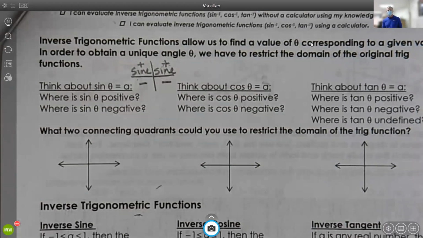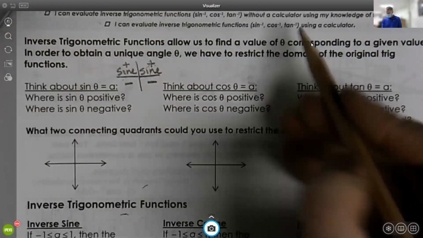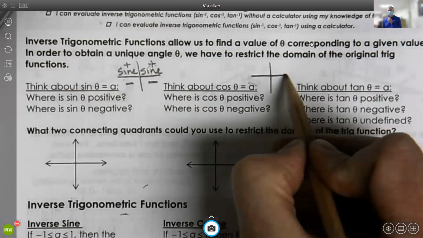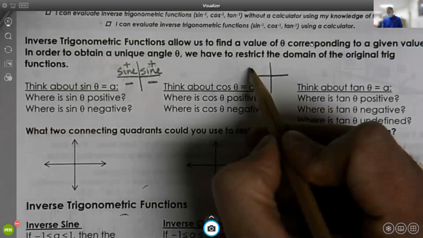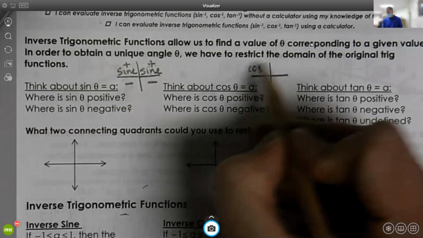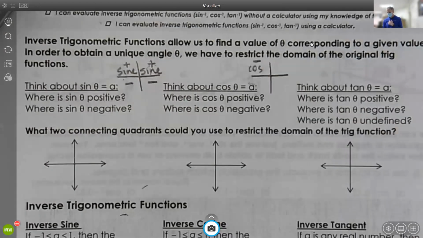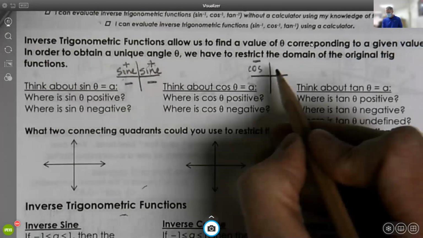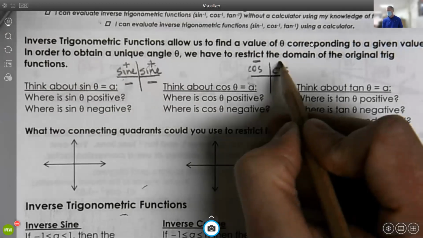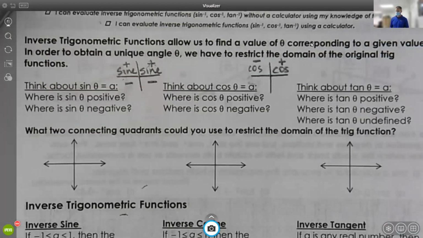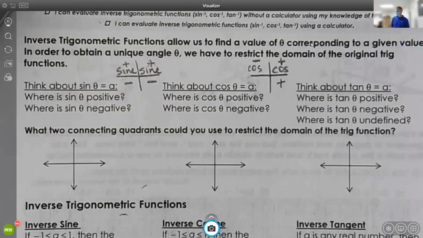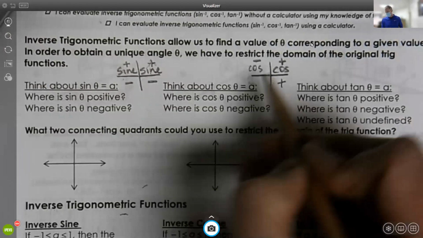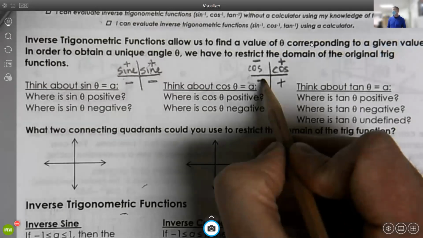Where is cosine positive or negative? Well, as we think about graphing out any point, cosine are the x values. So cosine is going to be negative when you go to the left. It's going to be positive when you go to the right. Even in these quadrants, it would still be positive in the fourth quadrant because you're going to the right from the origin. And down in the third quadrant, cosine would also be negative.